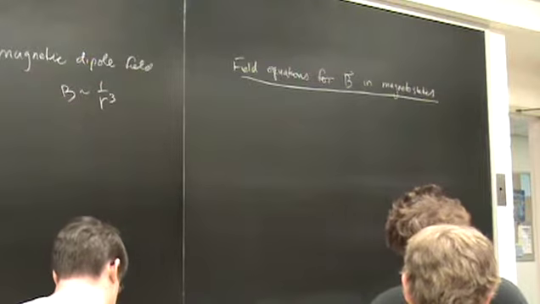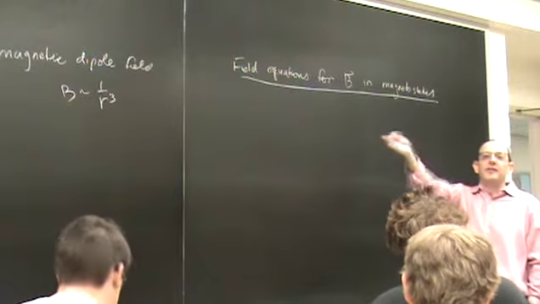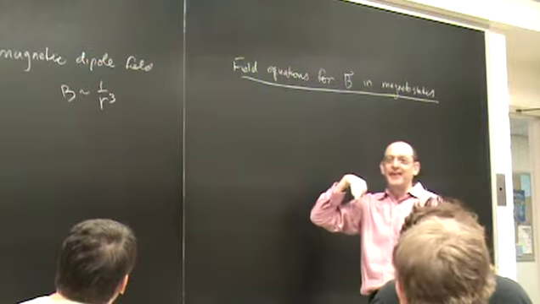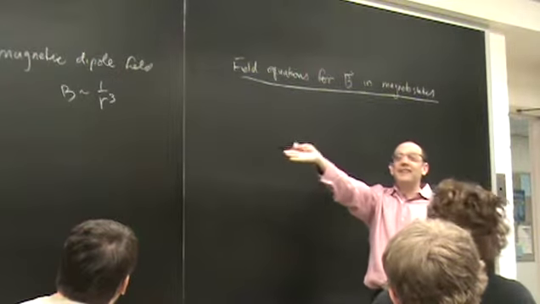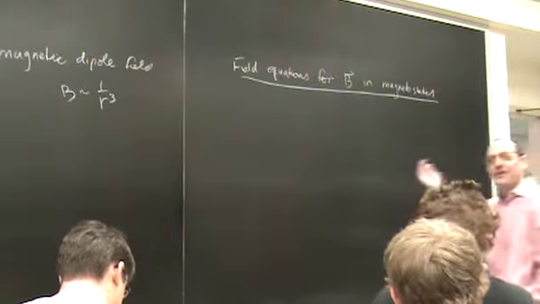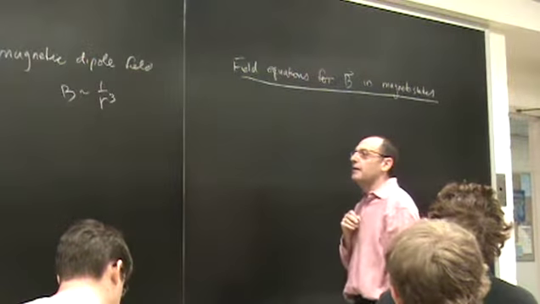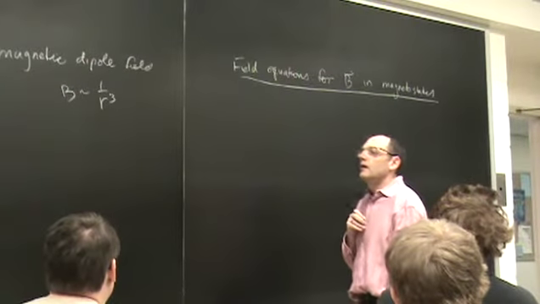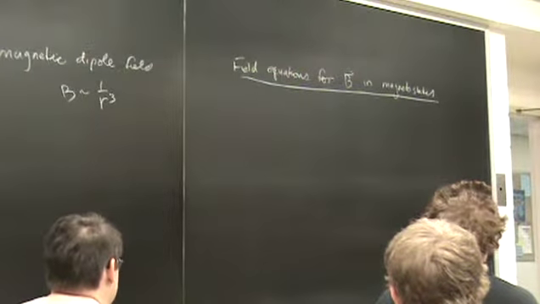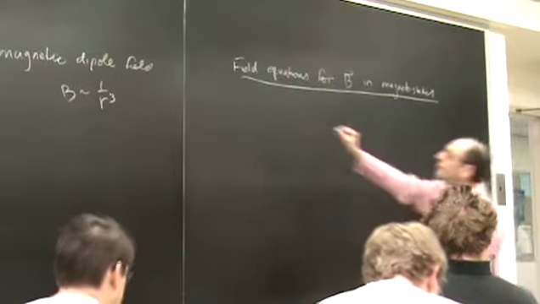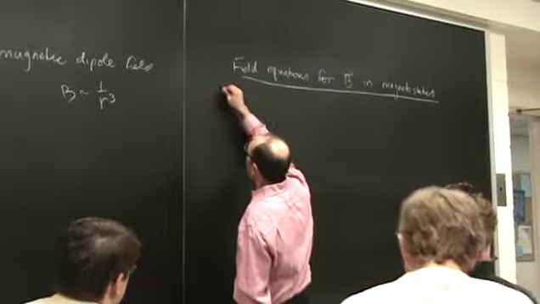And we can get that because we have the solution from the Biot-Savart law. But we're going to work backwards now. We're going to get the field laws and then say, oh yeah, the Biot-Savart law, that's the solution. But we would be the other way around. Okay, so let's write again the Biot-Savart law.